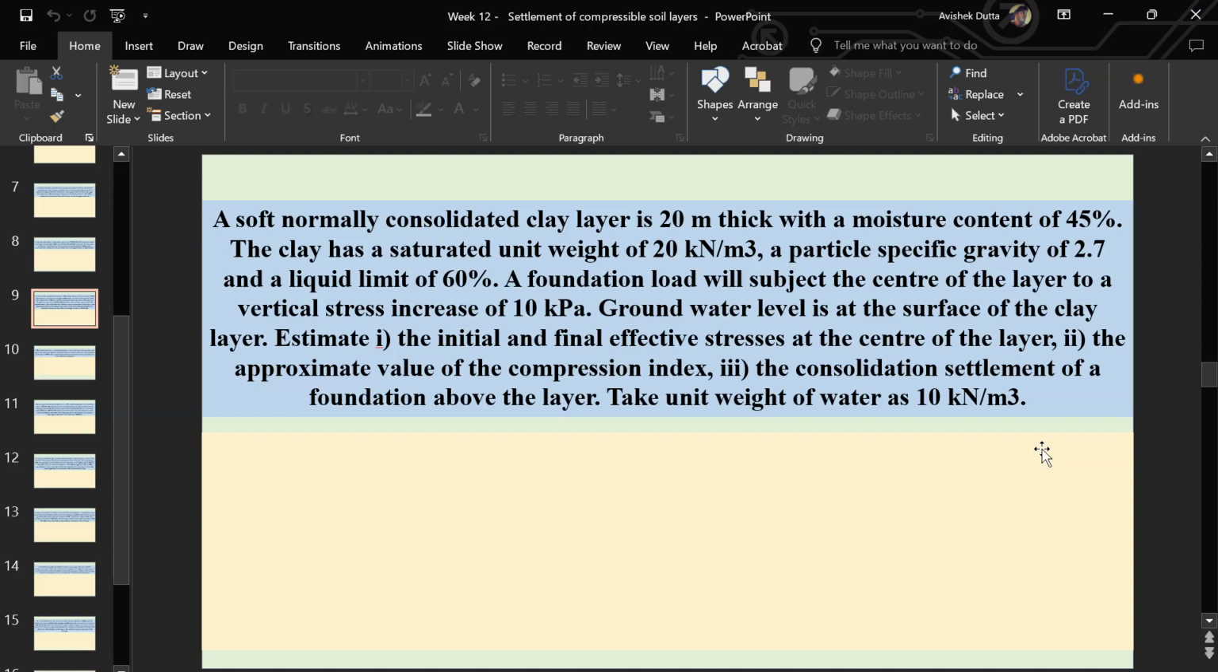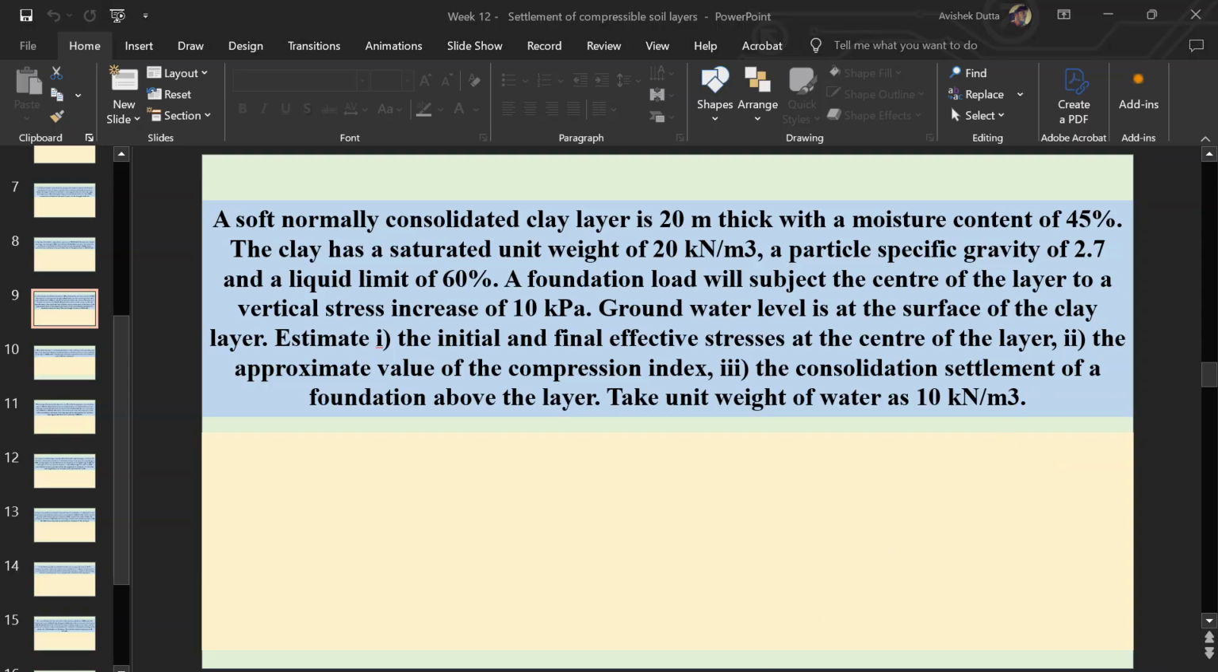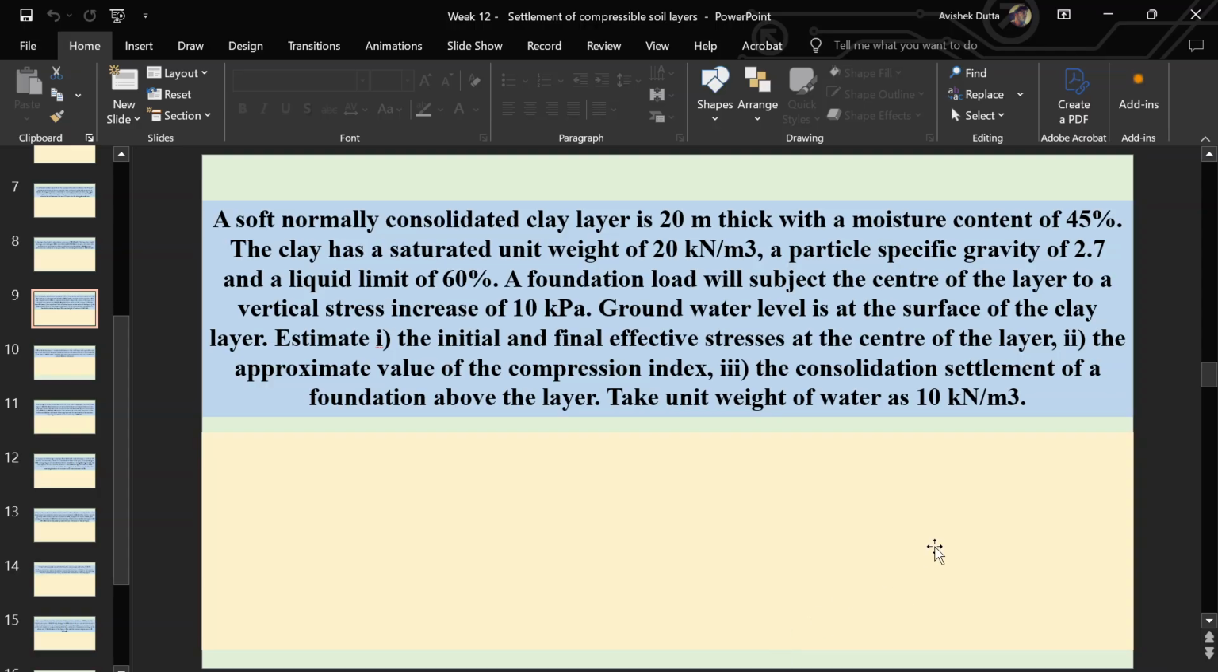A soft normally consolidated clay layer is 20 meter thick with a moisture content of 45 percentage. The clay has a saturated unit weight of 20 kilonewton per meter cube, a particle specific gravity of 2.7 and a liquid limit of 60 percentage. A foundation load will subject the center of the layer to a vertical stress increase of 10 kilopascal. Groundwater level is at the surface of the clay layer.